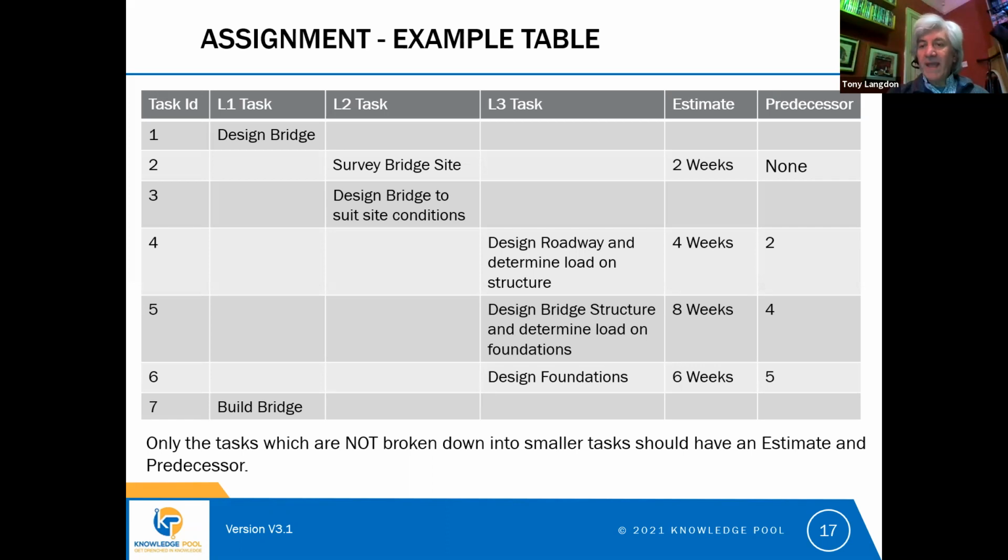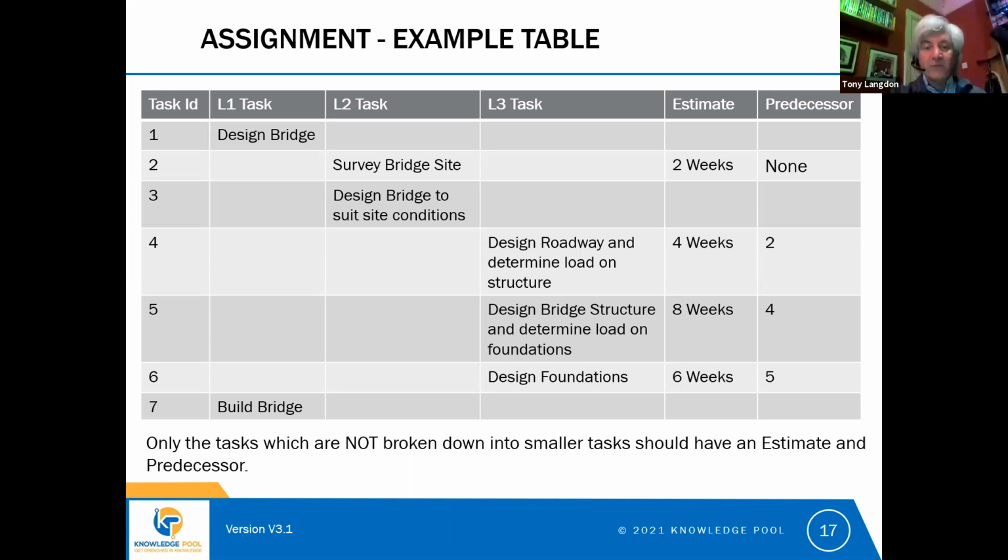And in order to record a dependency, we need to assign a task ID. So over on the far left-hand side, we have a task ID. So task 1 is designing the bridge. Task 2 is surveying the bridge site. In the predecessor column, which is the last column, if we want to show that task 4 needs task 2 to be finished before task 4 can be started, we put the number 2 into the predecessor column. And what that means is we're waiting for task 2 to finish before we can start task 4.